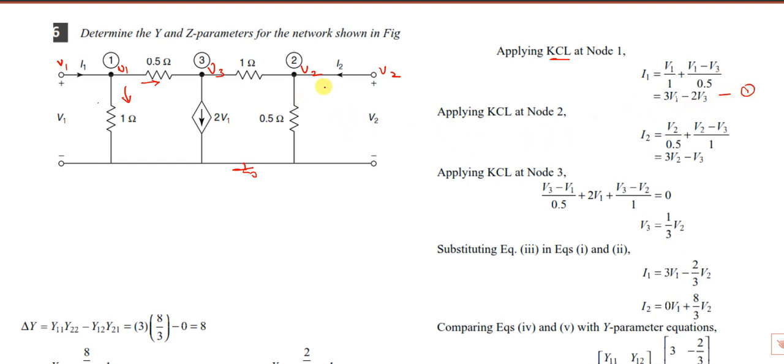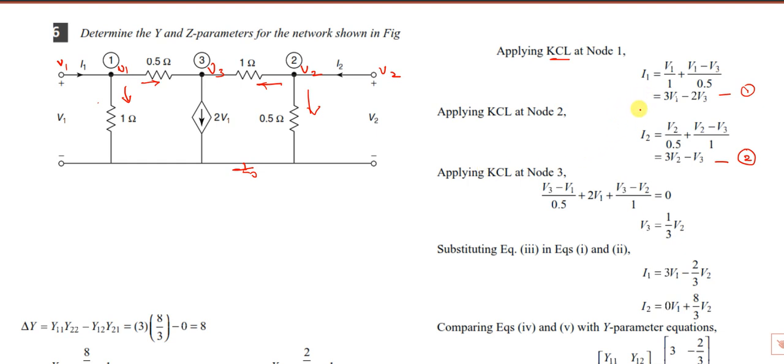Apply KCL at node 2. As I told you, in the two port network the output is V2, so this is the node. I2 is equal to this current, V2 by 0.5, plus V2 minus V3 by 1. Since 0.5 means 1 by 2, the 2 becomes the numerator. So 2V2, and 2V2 plus V2 is 3V2, minus V3. This is equation number 2.